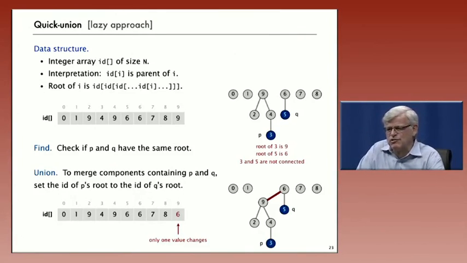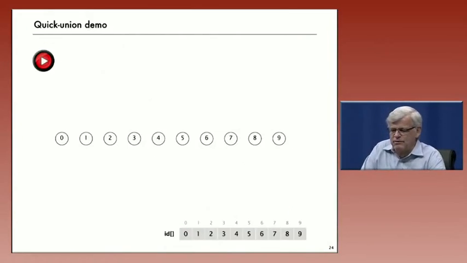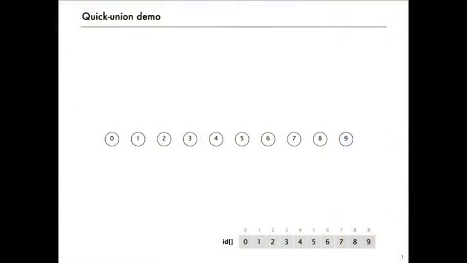So in this case, we would change the entry of 9 to be 6 to merge the components containing 3 and 5. And with just changing one value in the array, we get the two large components merged together. That's the quick union algorithm, because the union operation only involves changing one entry in the array. Find operation requires a little more work. So let's look at a demo of that in operation first.